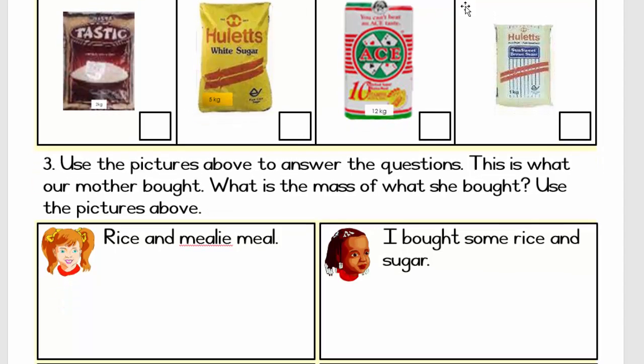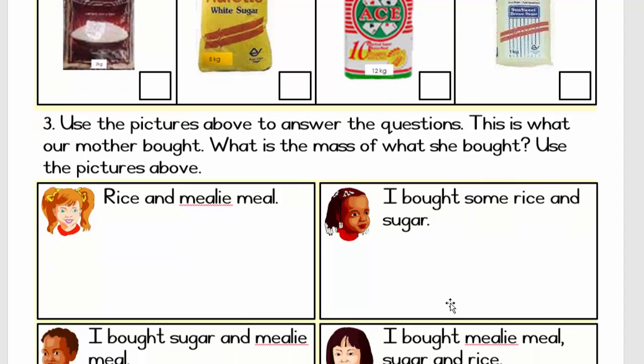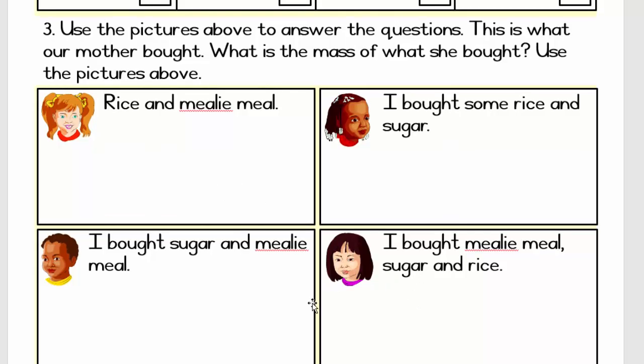Then they're going to use these pictures here, and they're going to see if the first girl bought rice and meal, what is the total mass of it? And here, this girl bought some rice and sugar. What will be the total mass of it? And so you do each of these.